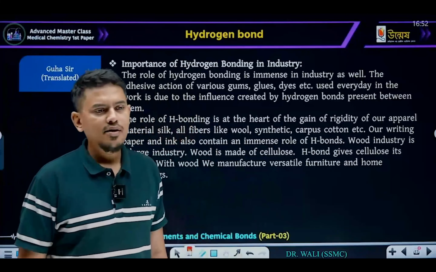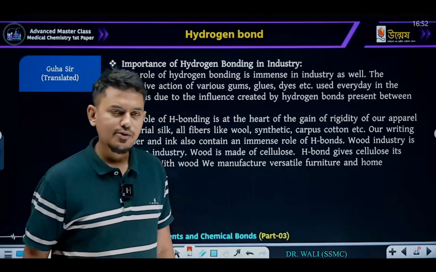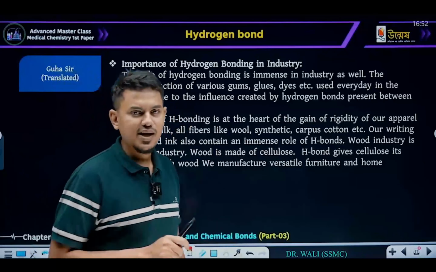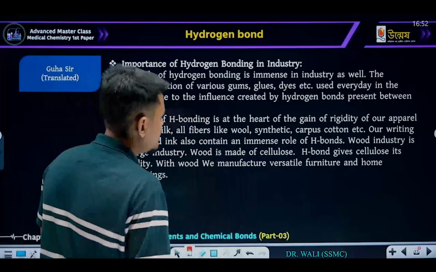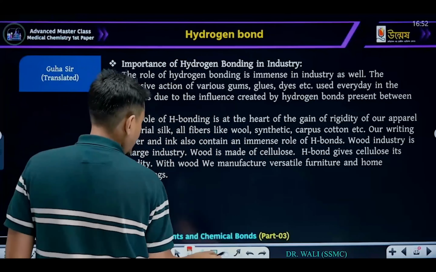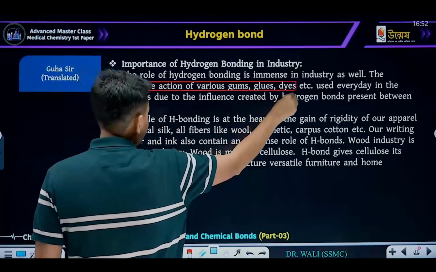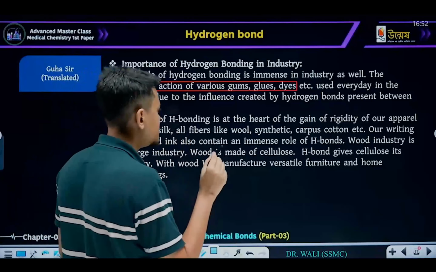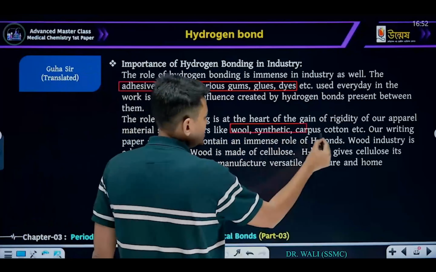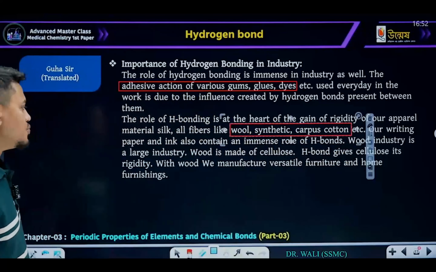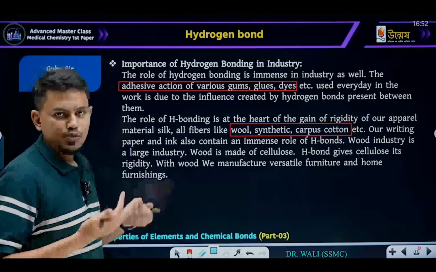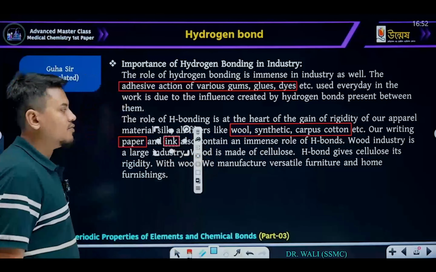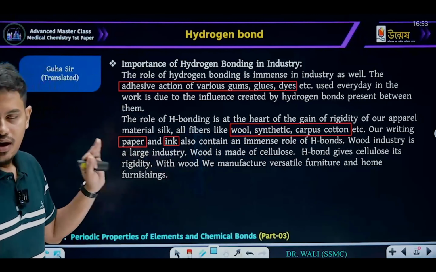We could not survive without hydrogen bonding, because hydrogen bond keeps the hydrates in liquid state. Water is in liquid form because of hydrogen bonding. The role of hydrogen bonding is immense in industry as well. The adhesive action of various gum, glue and dye is also related to hydrogen bonding. Moreover, there is hydrogen bonding in our apparel, like wool, synthetic fibres, cotton, due to which they get smooth. Our writing paper and ink also bear the importance of hydrogen bond.